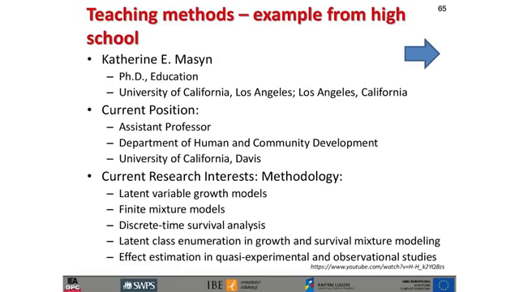Another example that I have brought here with me is from a very different level of education, namely high school education, and here is some information on the teacher first, before I show you the movie, which methods are applied. This is Catherine Mason, and she has a PhD in education and is an assistant professor at the University of California, and those are her research interests. She's a methodologist concerned with very complex modeling, like latent variable growth models, finite mixture models, etc. I was researching this before I attended her workshop, so I wanted to know a little bit about the trainer, and then I figured out this movie.